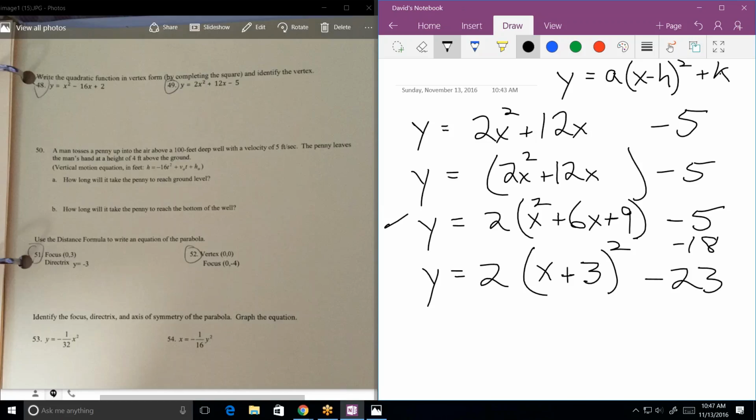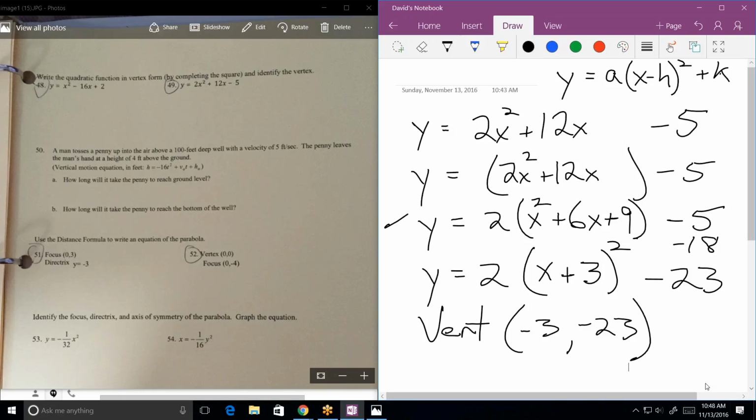What's the vertex of this one? -3, -23. And this one is going to have a vertical stretch factor of 2. That's what its A is. Whereas the previous one, we didn't have to factor a coefficient out, and so A was 1. But they don't even want anything but the vertex, so we've got the vertex there.